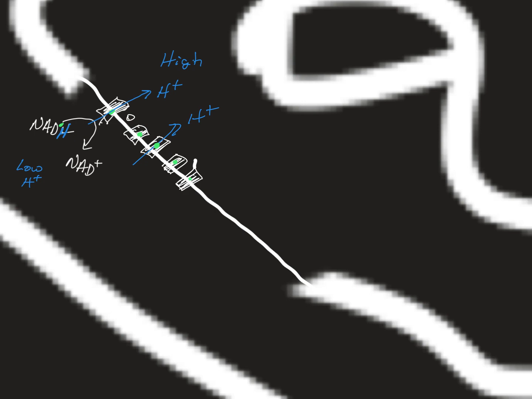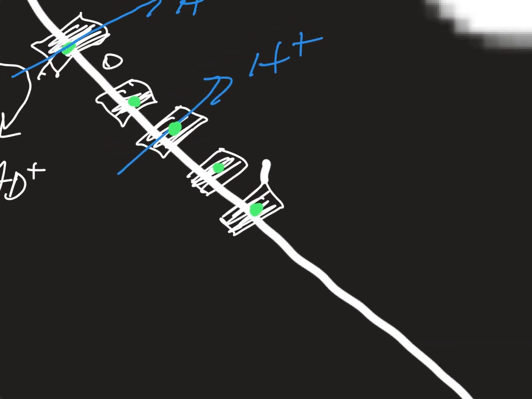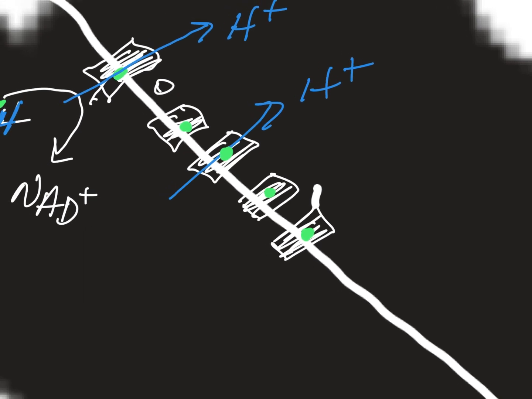Remember, these electrons have to keep moving. If you don't accept that last electron, this one can't be transferred, which means it all backs up. So what's the last electron acceptor in respiration? Oxygen gas, not air. That's right. Oxygen gas is the last electron acceptor.